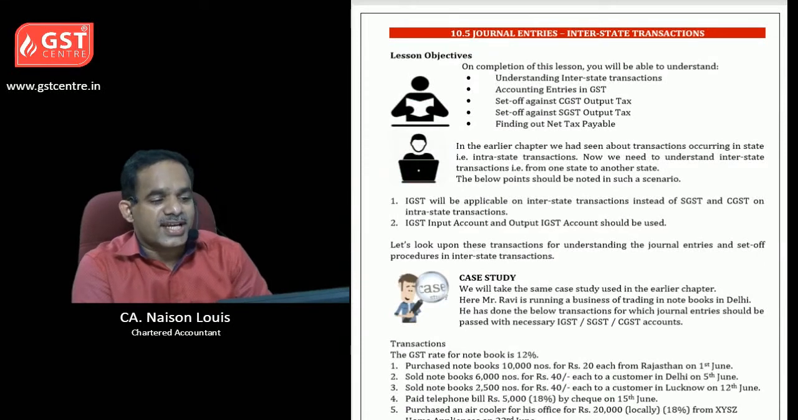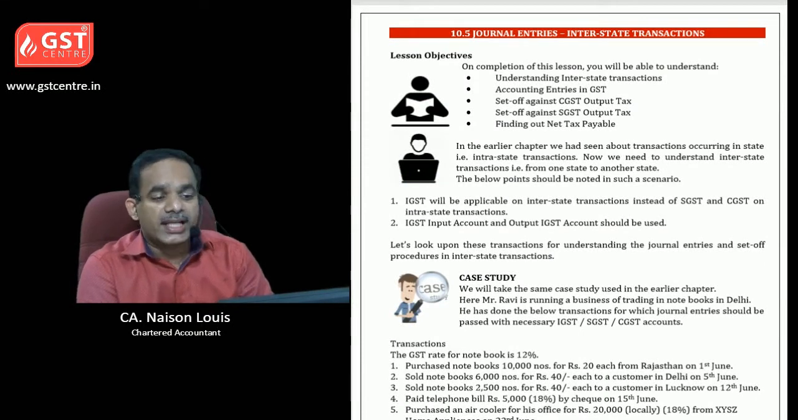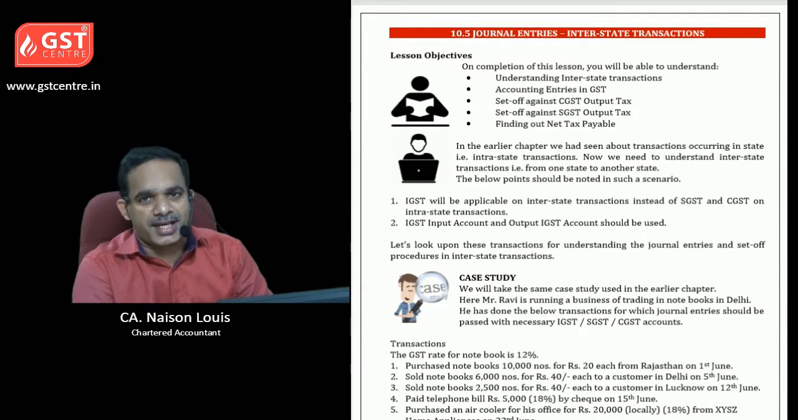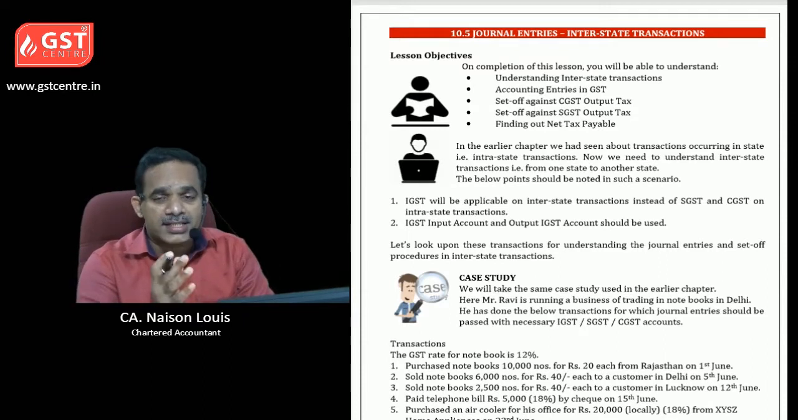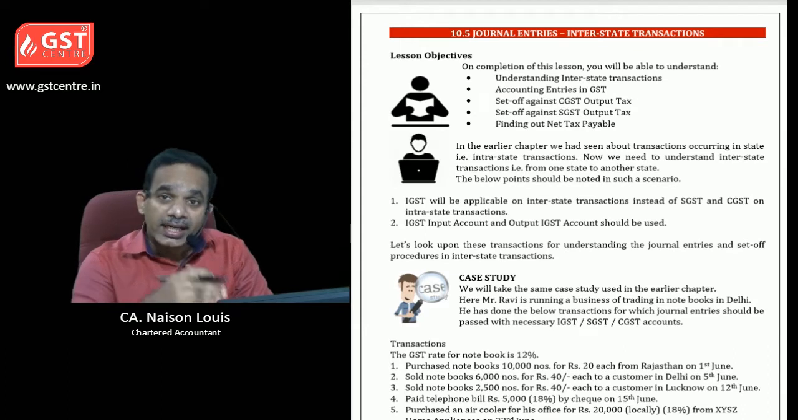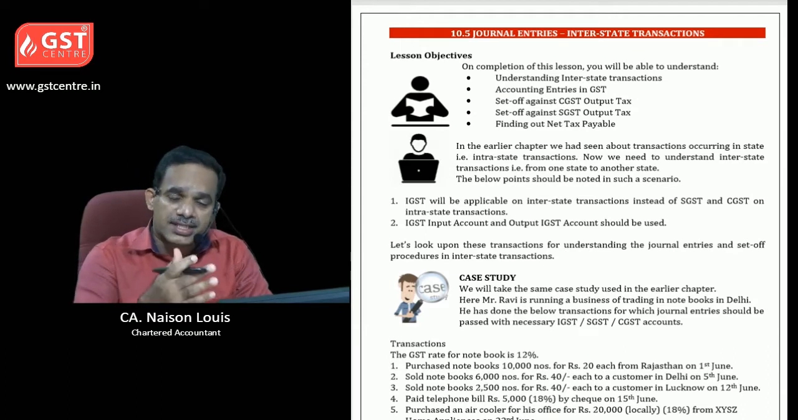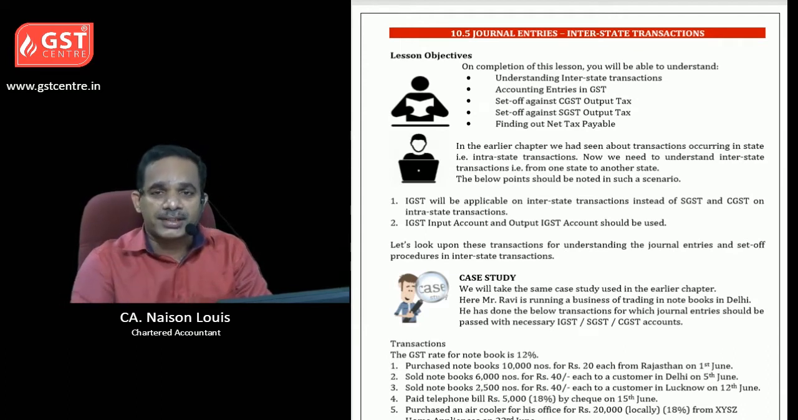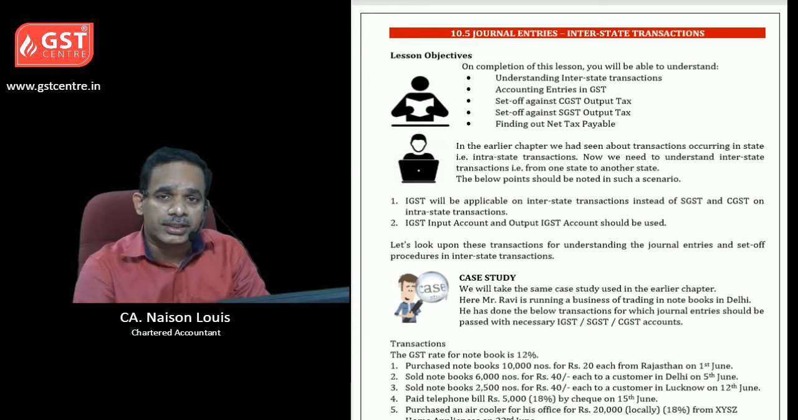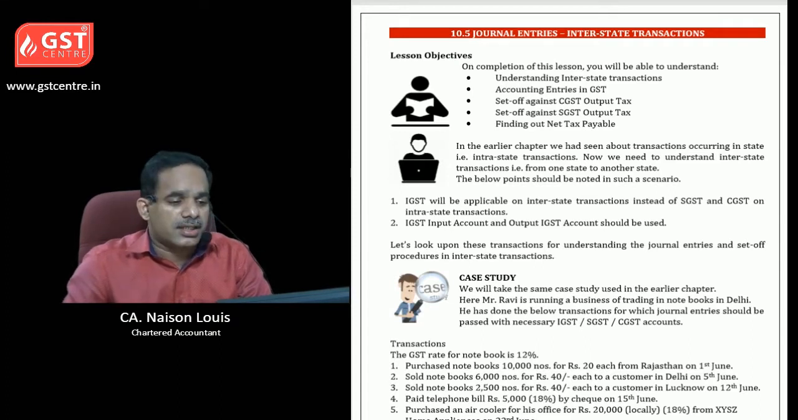Hi, this is chapter 10.5, journal entries for interstate transactions. In the earlier chapter, we had seen how to put journal entries for intrastate transactions. Now it is interstate transactions, meaning from one state to another state, or from one union territory to another union territory or state. So we will understand the interstate transactions, accounting entries in GST, set off against CGST output tax, set off against SGST output tax, as well as finding out net tax payable.